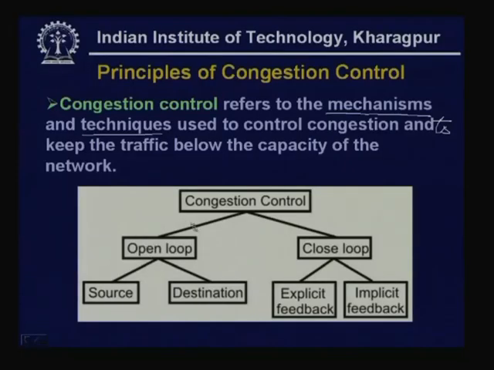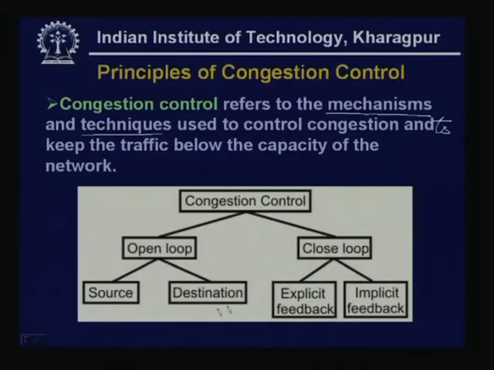You may be familiar with control theory. This can be explained in terms of control theory. There are two basic techniques: open loop control and closed loop control. In the same way, congestion control approaches can be divided into two types: open loop and closed loop. The open loop congestion control can be further divided into two types: one based on the source, another based on the destination.